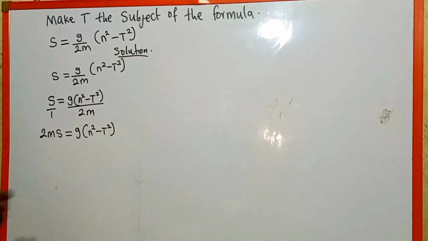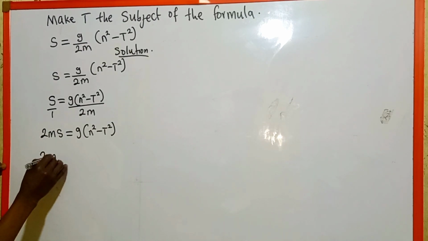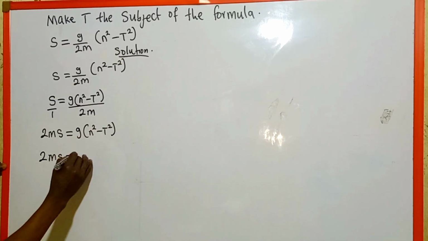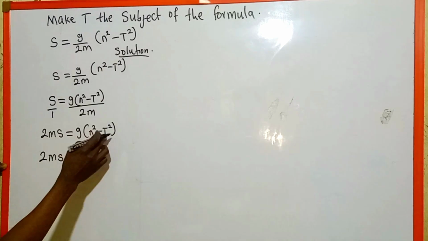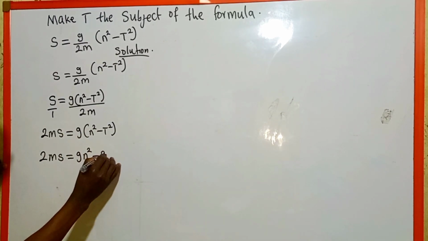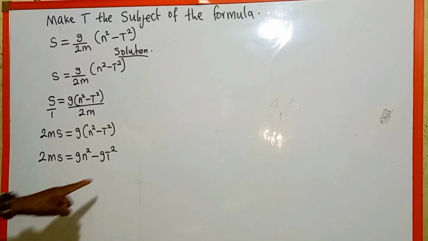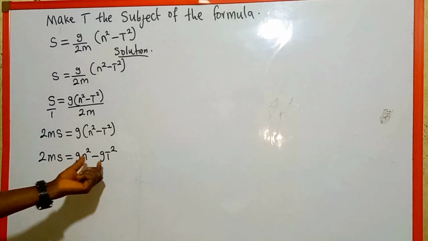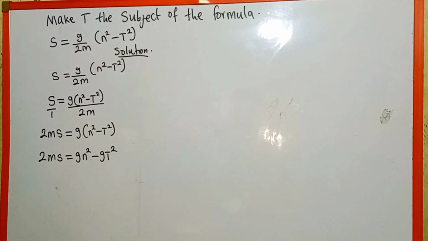So the next thing we are going to do is to expand this bracket. We are going to have 2ms is equal to g multiplied by n square, which gives us gn square, then minus g multiplied by t square, which gives us gt square. So remember, we are interested in making this t the subject of the formula. So let us make minus gt square the subject of the formula.